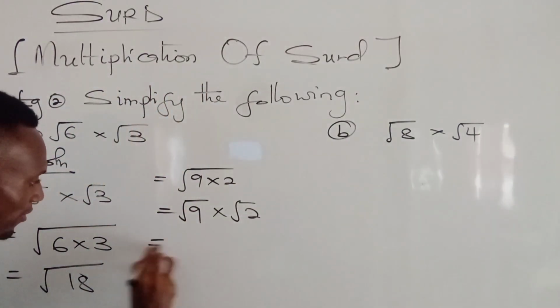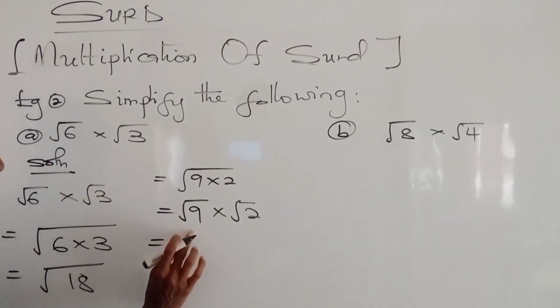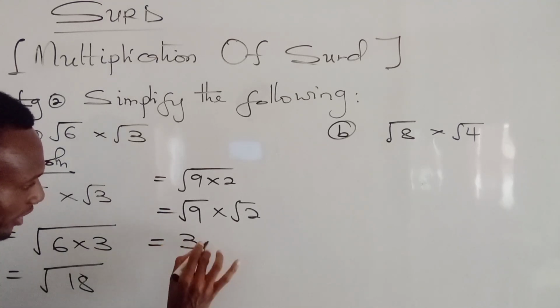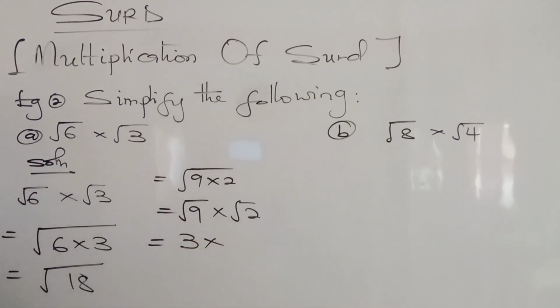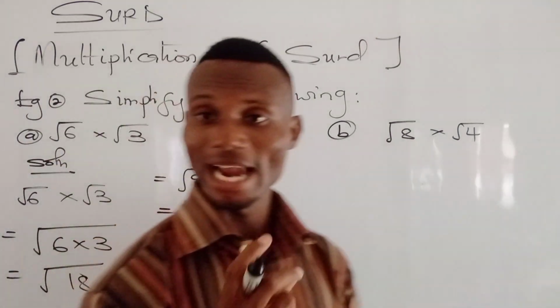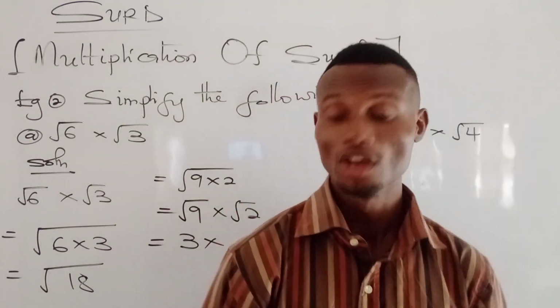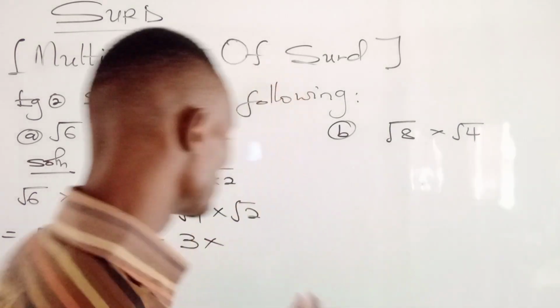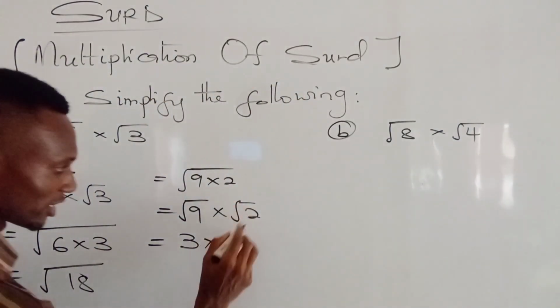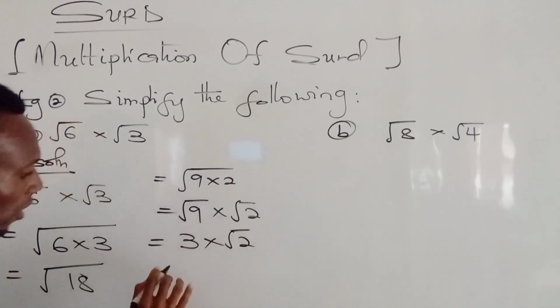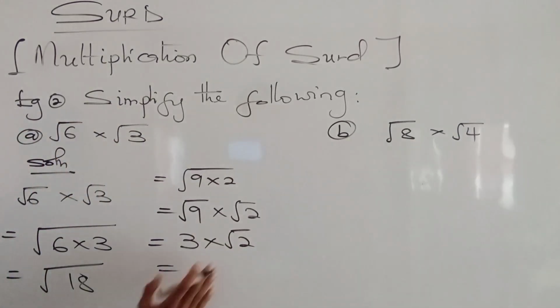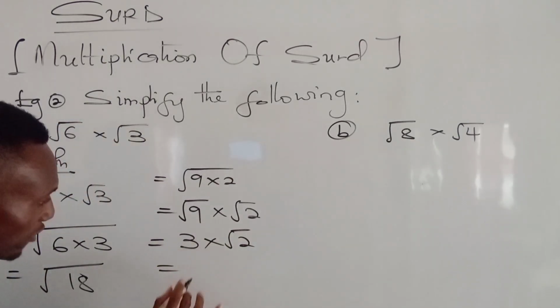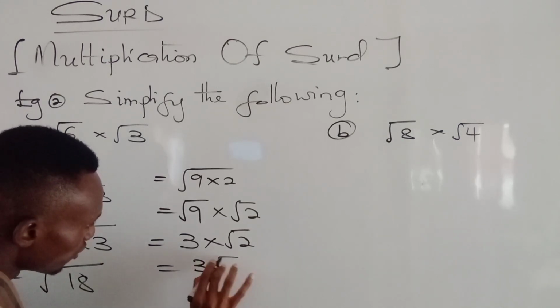Let's go ahead and simplify further. Square root of 9, we know the answer to be 3. So write your 3 times. Now the square root of 2, we will not get a whole number as an answer for the square root of 2, so all you need to do is repeat your square root of 2 back. So it's going to be 3 times square root of 2. Now let's simplify further by multiplying. So 3 times square root of 2 is going to give me 3 root 2.